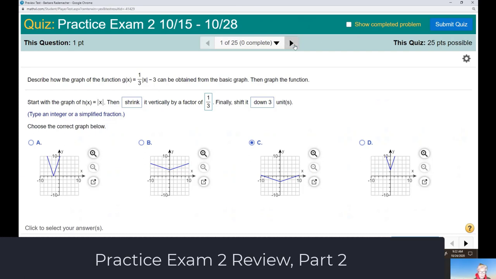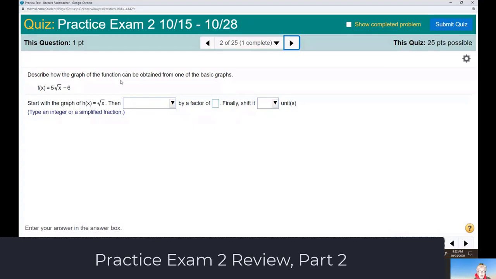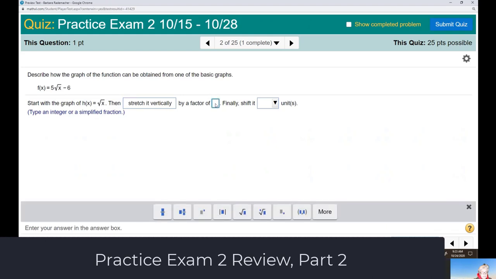Okay, let's go to number 2. Describe how the graph of the function can be obtained from one of the basic graphs. 5 times the square root of x minus 6. Okay, start with the graph of h of x equals the square root of x. Then do something to it by a factor of something. The word factor means we're going to deal with the number in front, which is either a stretch or a shrink. But since this number is greater than 1, it's going to be a stretch. Stretch it vertically by a factor of 5. And then finally shift it down 6 units.